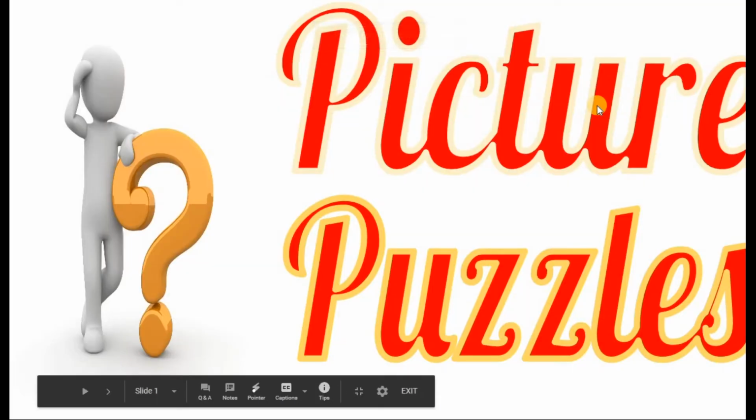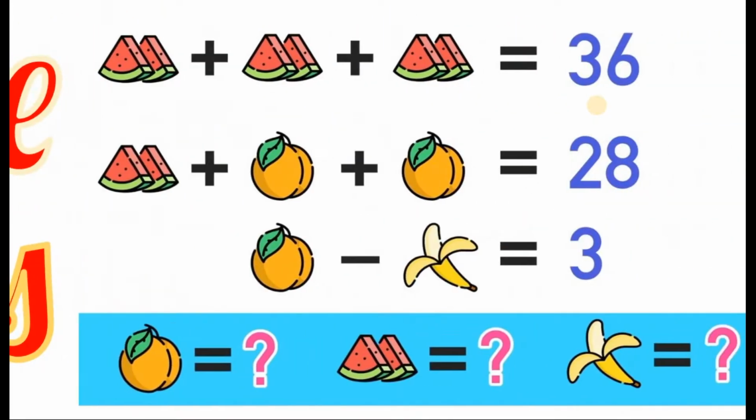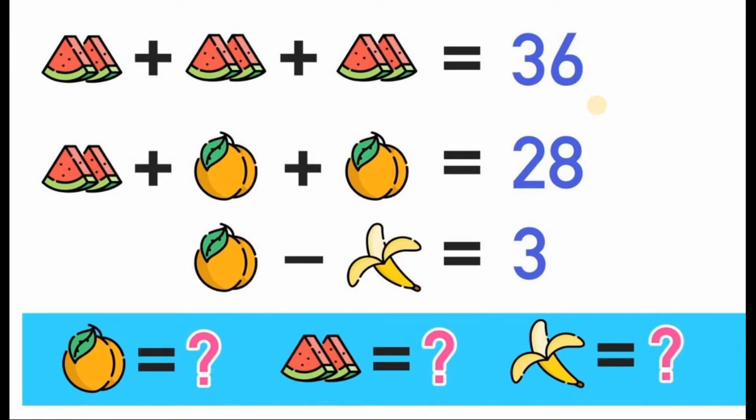So today we are going to learn about picture puzzles. Just observe this picture. What they are asking: watermelon they have given, then orange, and after that banana, and they are asking what is the value of watermelon, orange as well as banana. So you are going to solve this and try to answer this. Okay, now move on to the next puzzle.